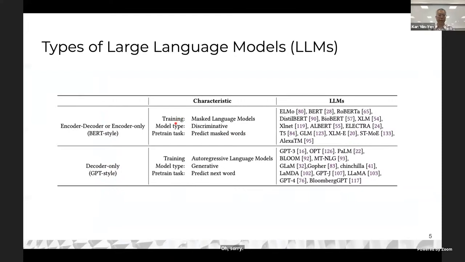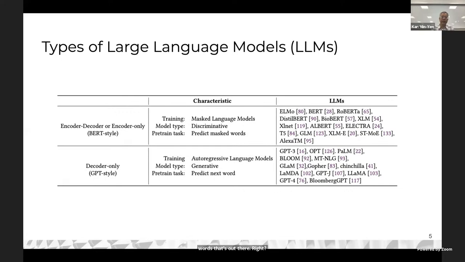When we think of encoder or encoder-style models, we're doing masked language modeling, so we are just trying to encode a specific training data set. We have specific words that we omit and we're trying to figure out what to place there. So it's the discriminative modeling case. Why is that? Because we're trying to match the exact words that are out there.